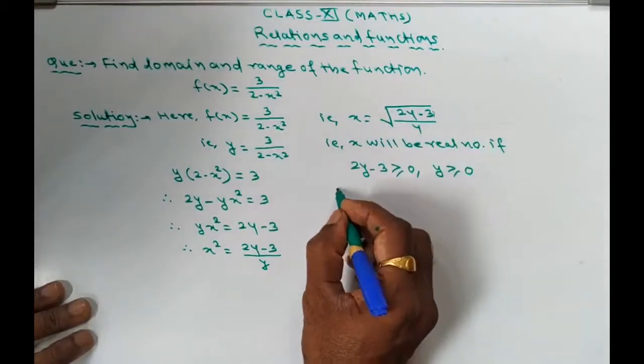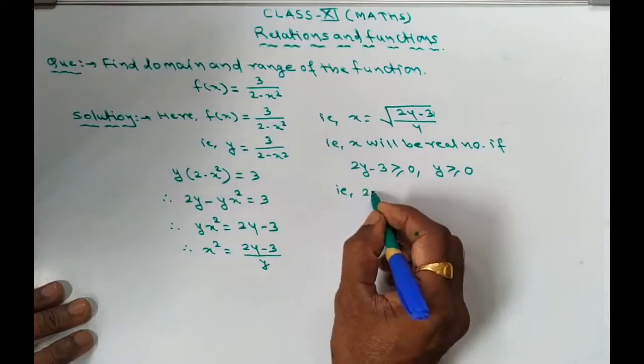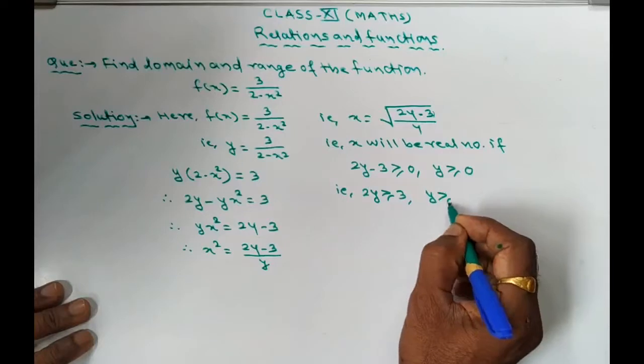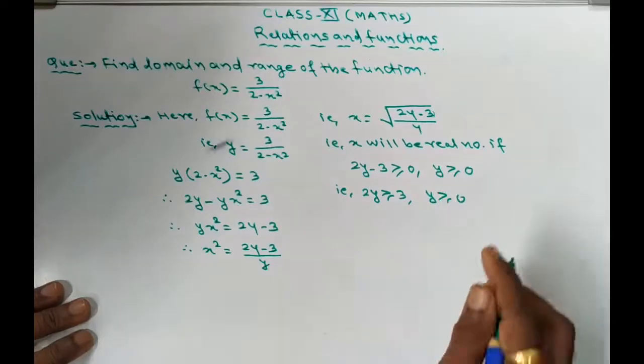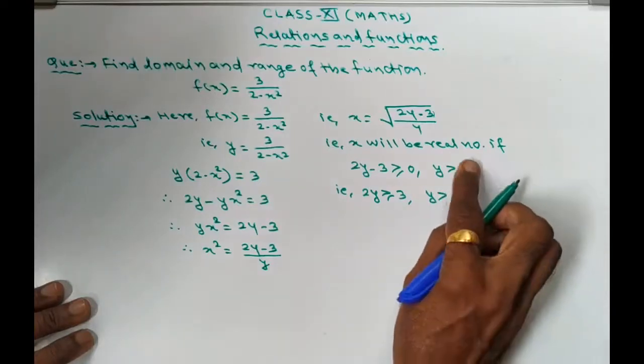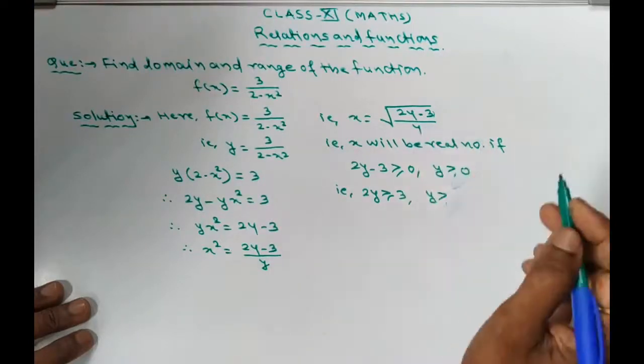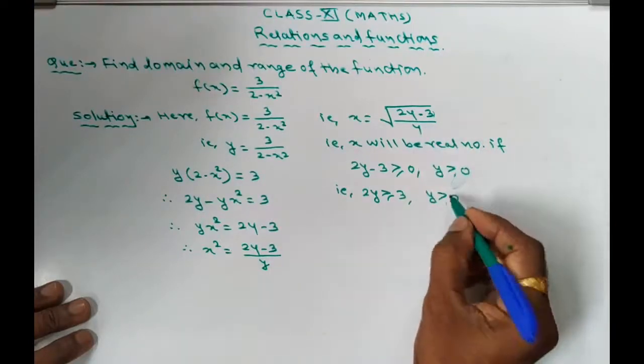So that is this, 2y should be greater than equal to 3, y should be greater than equal to 0, not equal to, simply greater than 0, because equal to 0, y cannot be 0, so greater than 0.